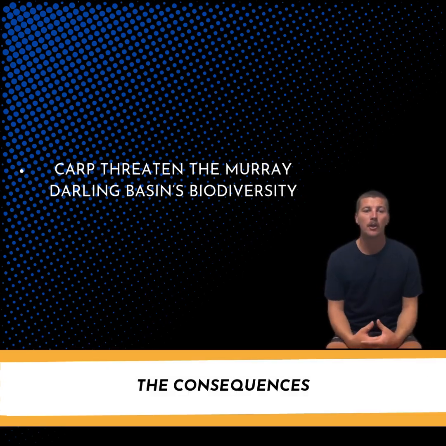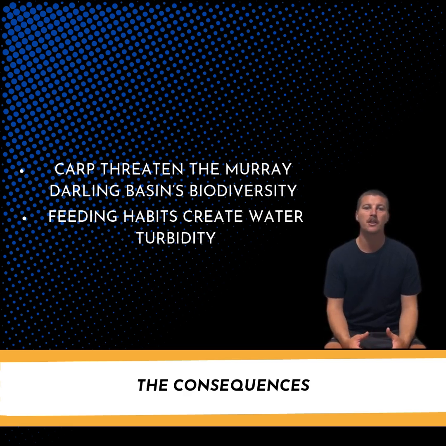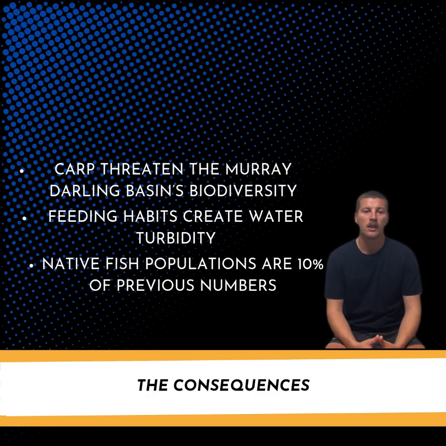Carp have a terrible impact on the biodiversity of the Murray-Darling Basin. Invasive fish are the main cause of the declining populations of native freshwater fish such as Murray cod and golden perch. The feeding habits of carp create water turbidity, which destroys the food and habitats of native fish. Water degradation exposes the native fish to conditions that they cannot withstand. Native fish populations are just 10% of what they once were.